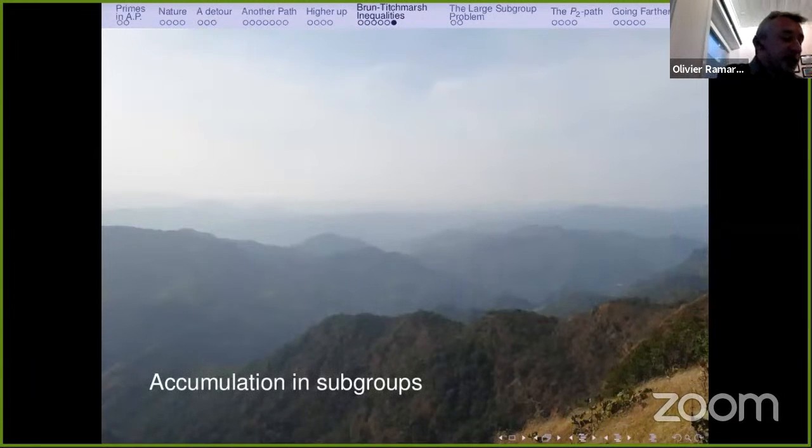Now I would like to tell you a bit more about accumulation in subgroups. And for subgroups, I've taken a picture of Mizoram. That's a picture from Reiek in Mizoram. But I'm cheating because I didn't go there by hiking. I got there on a scooter, in fact.